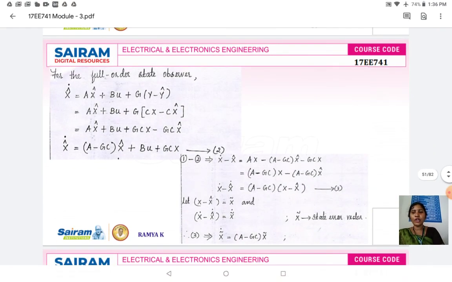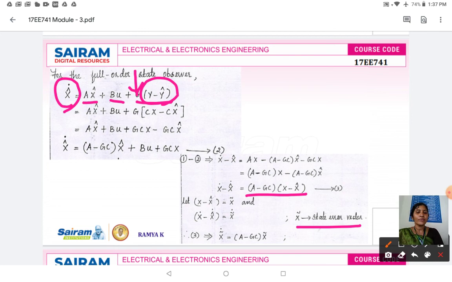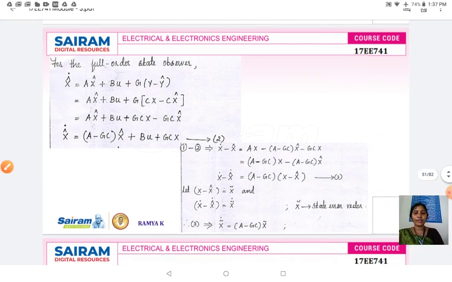The full order state observer equation is given as: your estimated state vector x-hat dot is equal to a x-hat plus bu plus G times y minus y-hat. Why is it associated only with y minus y-hat? It is your state observer gain, where you need to identify the unknown state variable. After identifying, you will be getting the equation a minus gc into x minus x-hat. Here, x minus x-hat is nothing but your state error vector, that is the difference between the original state and the estimated state.